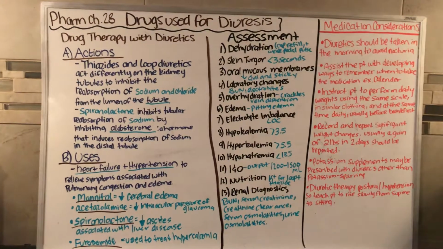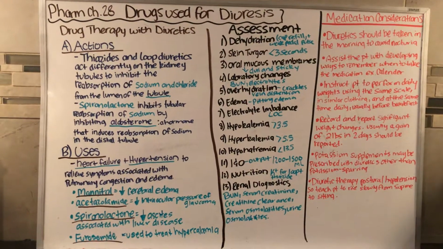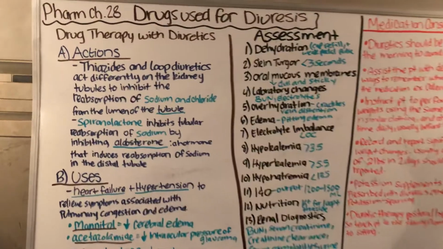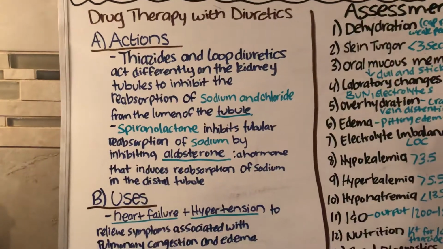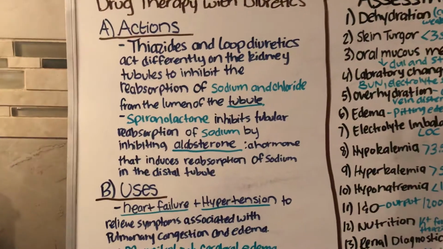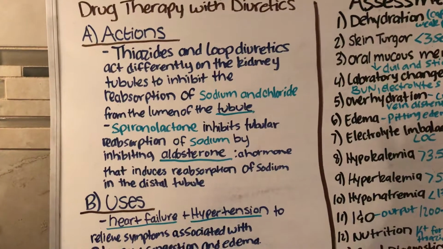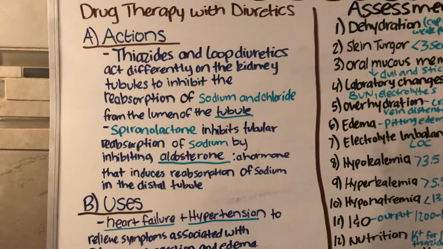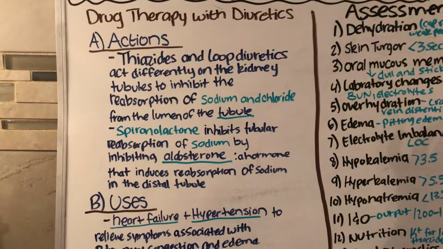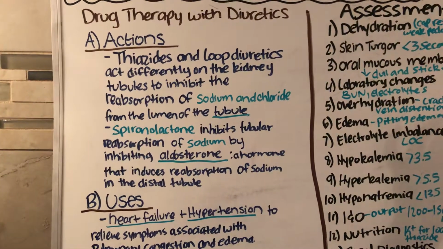Drugs used for diuresis. So this is coming from the pharmacology book, chapter 28. So let's start with drug therapy with diuretics. So the action, what do these diuretics do? Well, the thiazides and loop diuretics act differently on the kidney tubules to inhibit the reabsorption of sodium and chloride from the lumen of the tubule.